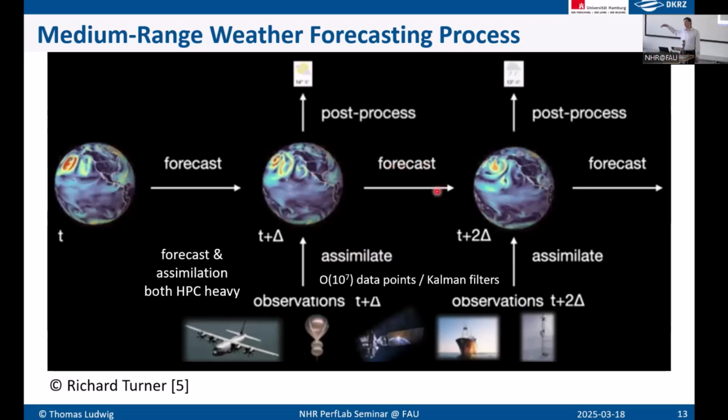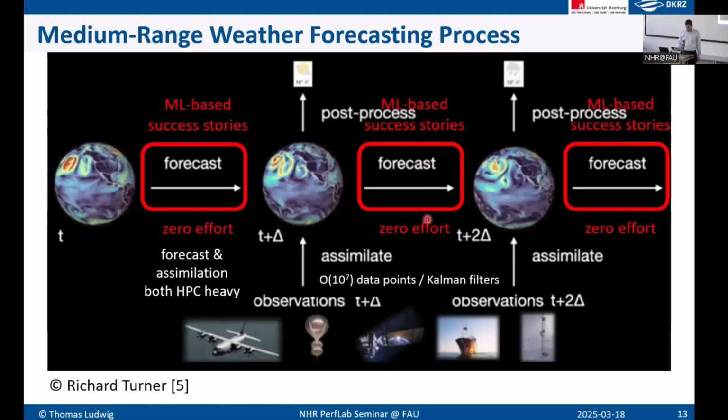And then you continue with this chain of process steps that you have here. And the important point to know now is that the ML-based success stories, the ones that are available in literature, just cover that forecasting part. They don't cover this assimilation part. And DWD told me that they are computationally more or less equal. Assimilation is a little bit lighter than the prediction, but it's also HPC heavy.